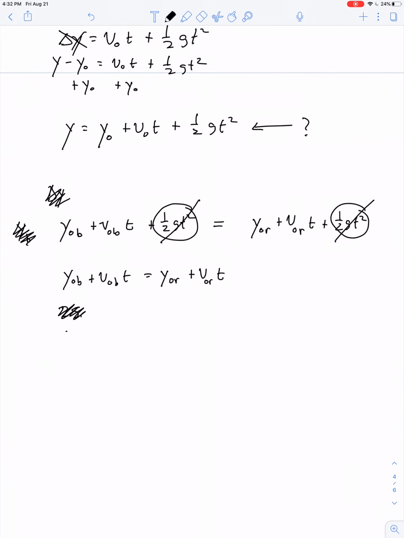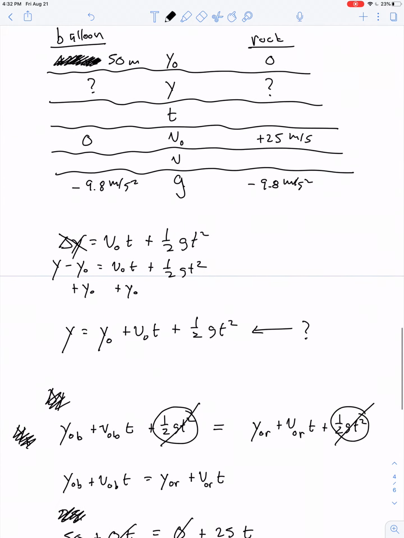So the initial position of the balloon is 50 meters. It has an initial velocity of 0 meters per second. And the initial position of the rock is 0 meters, and it has an initial velocity of 25 meters per second. I'm going to leave the units out in this case, so I'm kind of going against my own best advice, but now we just have 50. No, I can put the units in. This is 50 meters equals 25 meters per second times t. Oh, well, that's easy. I guess that means t is equal to 2 seconds.